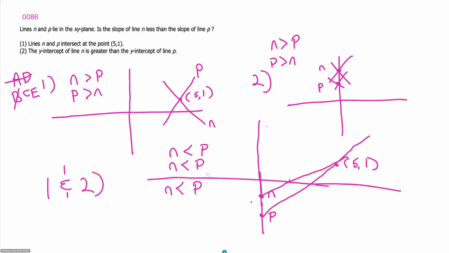It looks like no matter how hard we try, we are not going to be able to prove insufficiency. And so that is good enough to say C is sufficient. If you don't believe me, you can keep trying, see if you can come up with two cases where N is greater than P.